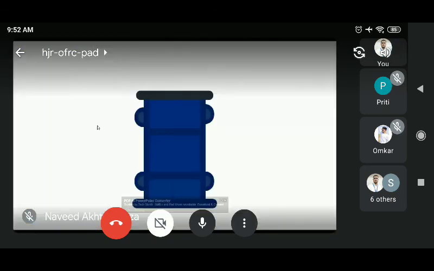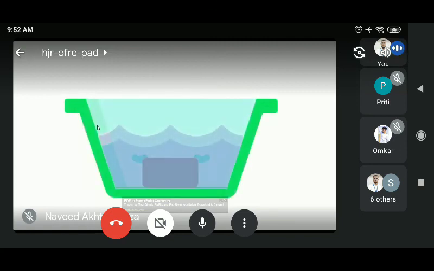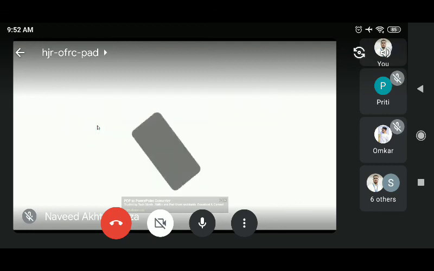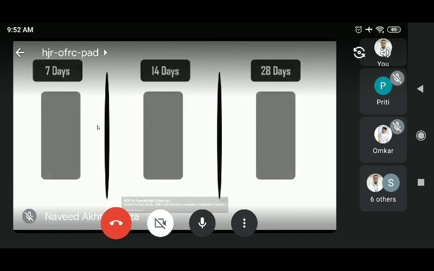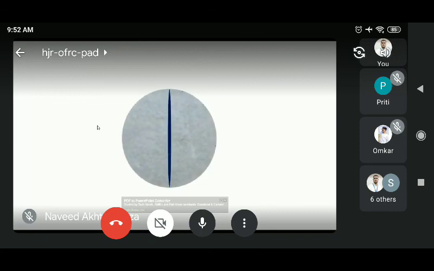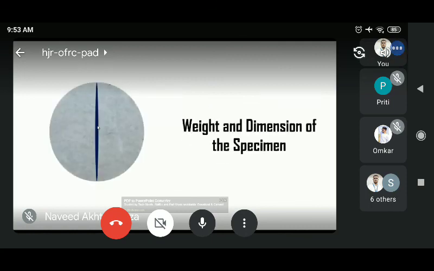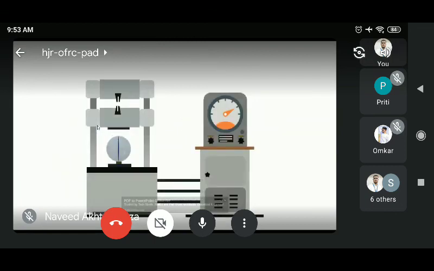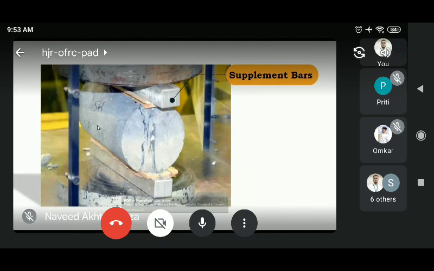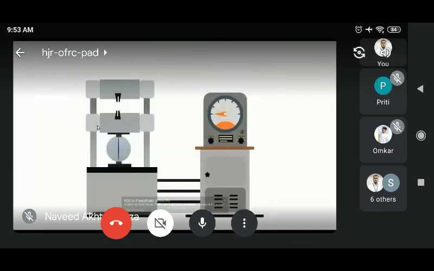In four layers we have to fill the concrete, and the mold is removed after 1 day, and the specimen is placed into the curing tank at a temperature of 27 plus or minus 2 degrees Celsius. You have to draw a line at the center of the specimen, between the loading surfaces. The specimen is placed longitudinally in the machine. To hold the specimen, we put plywood over the top. We can also use supplementary bars.